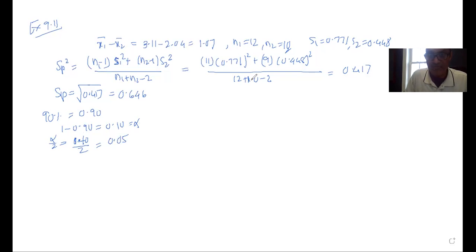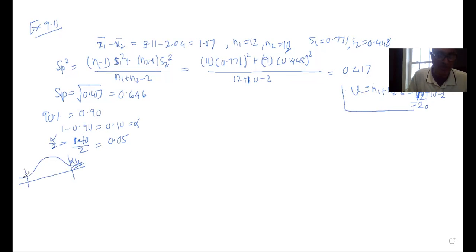So here it is t with n1 plus n2 minus 2 degrees of freedom. My v is also n1 plus n2 minus 2, that is 12 plus 10 minus 2, which is 22 minus 2, equal to 20. So my v is equal to 20 here. This is alpha by 2 and negative t alpha by 2, and the middle area is 1 minus alpha, which is what we are looking for, the 90%. Here it is 1 minus 0.05, that is equal to 0.95, with v equal to 20.